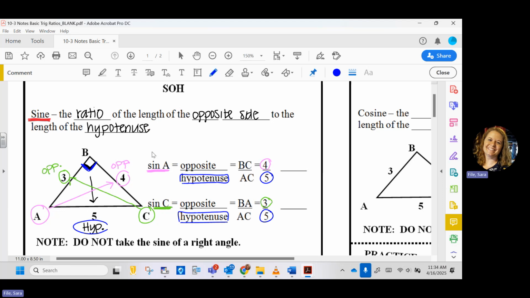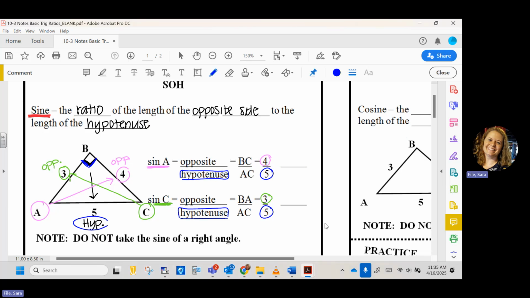Now, the angle that you put here, notice it's A or C. Notice we don't have sine of B. Okay, you do not take the trig value of a right angle. It's got to be one of the acute angles, one of the angles that's less than 90 in the triangle. So you would never, in this image, have sine of B, because across from B is the hypotenuse. That side can't be the opposite and the hypotenuse. That doesn't work.